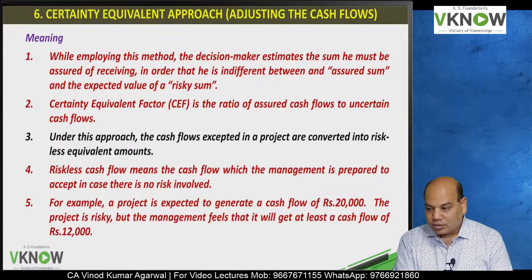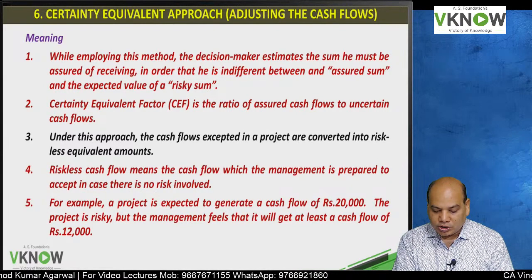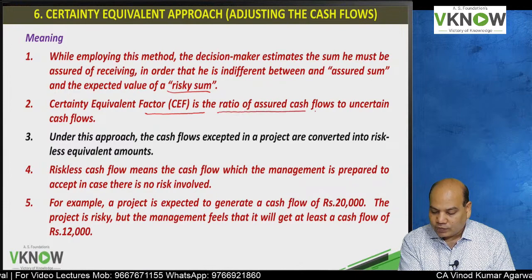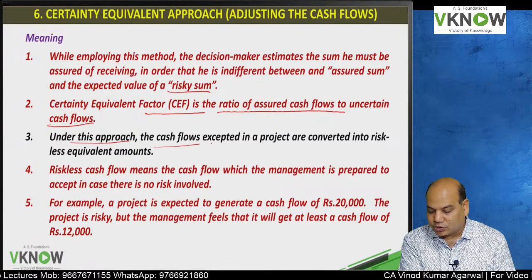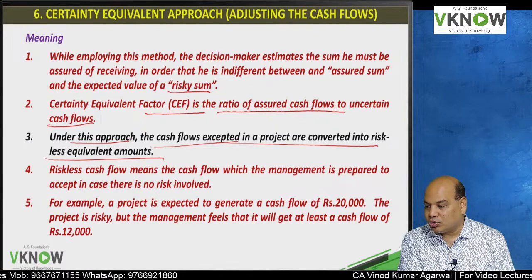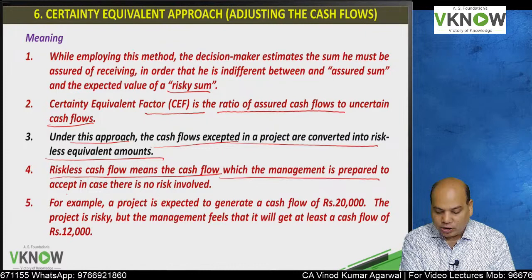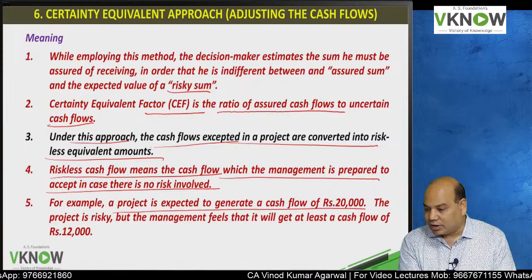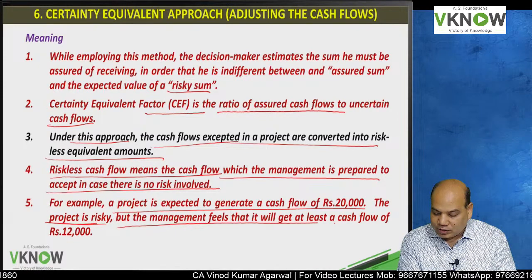While employing this method, the decision maker estimates the sum he must be assured of receiving in order that he is indifferent between the assured sum and the expected value of a risky sum. So it is a ratio of assured cash flow to uncertain cash flow. Under this approach, the cash flows are converted into equivalent risk-free cash flow. Risk-free cash flow means the cash flow which management is willing to accept had there been no risk. For example, a project will generate 20,000 cash flow if it is risky, but the management feels that it will get at least a cash flow of 12,000.